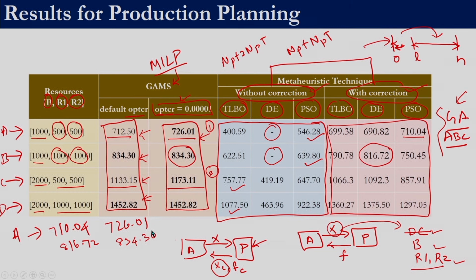Similarly, for the third case, the best value that we have is 1092.3, whereas the best value that we get from the MILP formulation is 1173.11, and for the fourth case the best value that we have is 1375.50, and over here it is 1452.82. Right. So, in all the 4 cases the solution that we get from the MILP formulation in GAMS with the appropriate settings is better than what we got with the metaheuristic techniques, right.